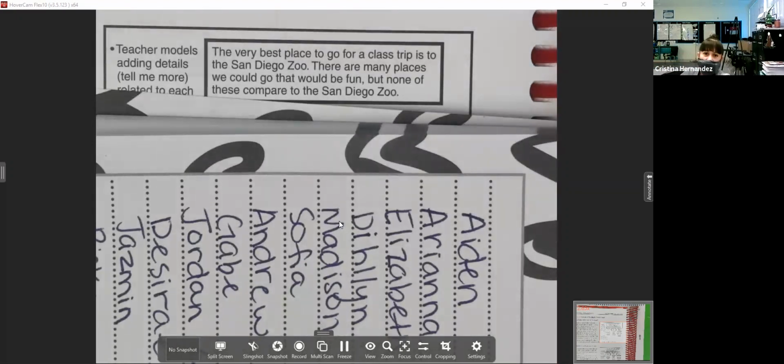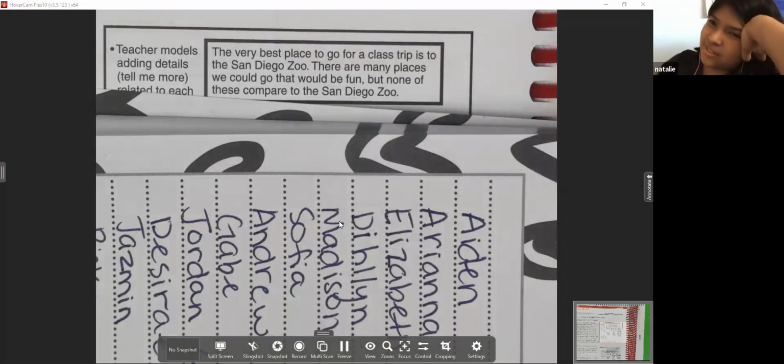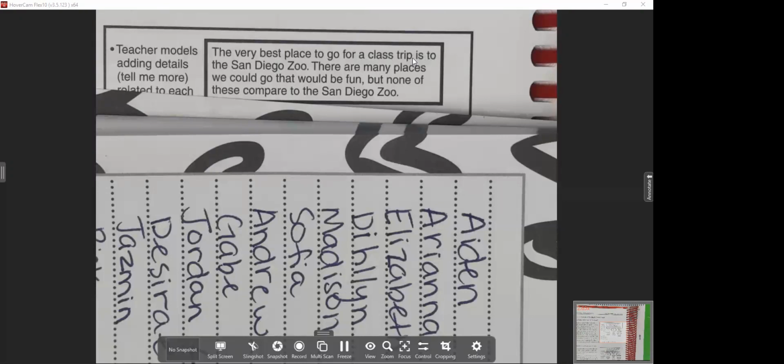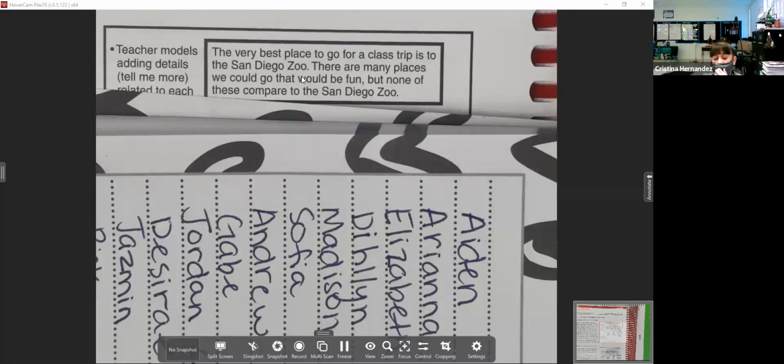The very best place to go for a class trip is to the San Diego Zoo. There are many places we could go that would be fun, but none of these compare to the San Diego Zoo. So what is this person writing about? What does that first sentence tell us? They're trying to persuade us about going to the zoo. But what does that first sentence say? It's a really good field trip. There you go. Good job, Natalie. So they're writing about the best place to go for a field trip, and the best place would be the San Diego Zoo.